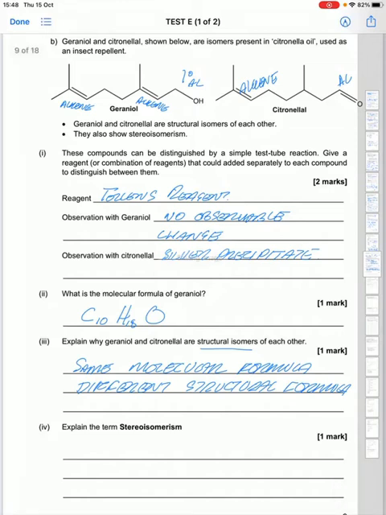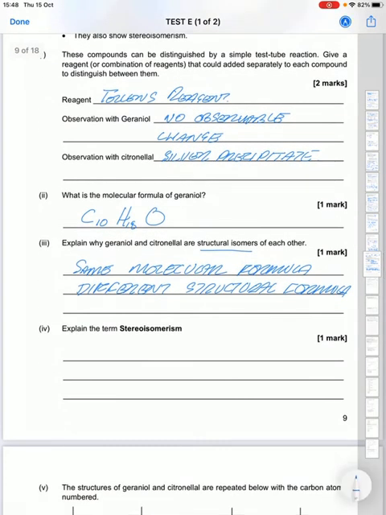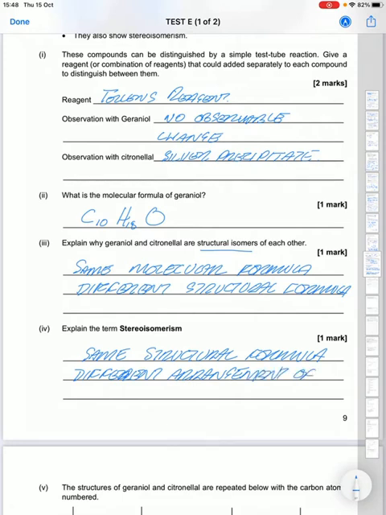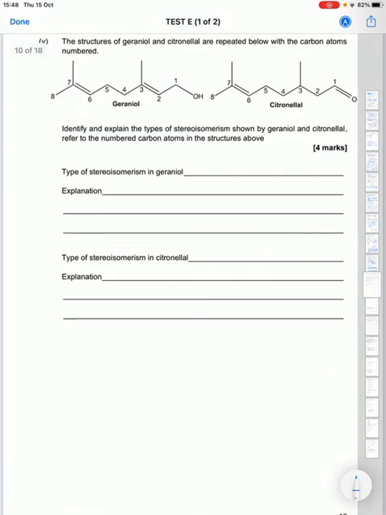And then for stereoisomerism, we have, again, just another definition: the same structural formula with a different arrangement, or 3D arrangement, of atoms in space. Okay.